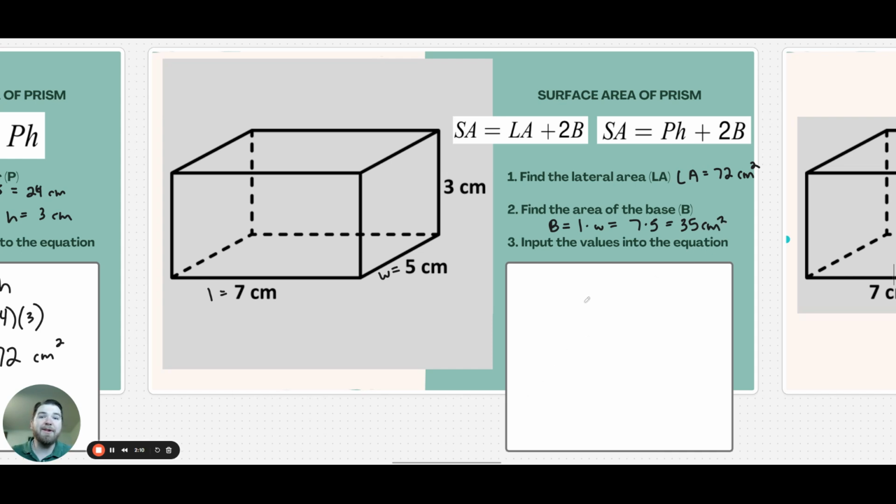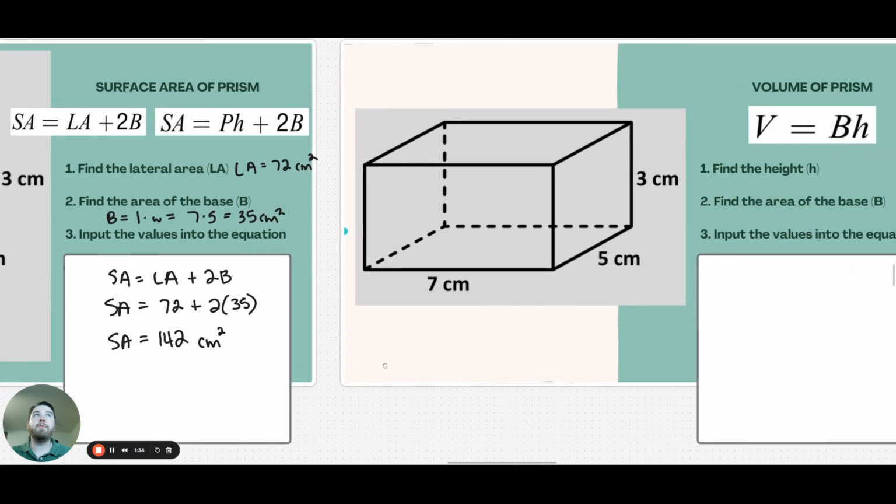Now to find the surface area, I just have to plug everything into my formula. Surface area is equal to lateral area plus 2 times your base. So my lateral area is just going to be 72, and then my base is going to be 35, so 2 times my base. And so that's what I have there. Now when I do 2 times 35, that gives me 70. 70 plus 72 is just going to come out to be 142. And again, it's area, so it's square centimeters. That's my surface area for a rectangular prism.